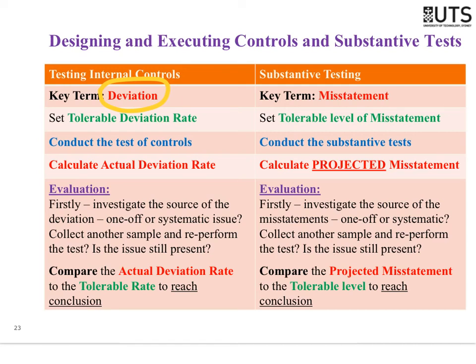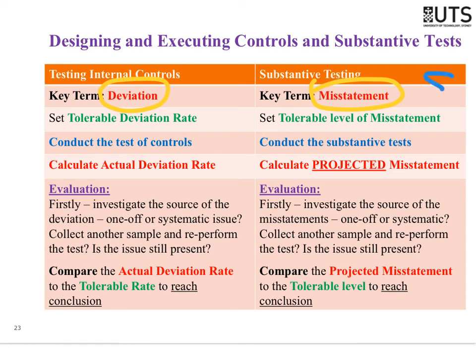If you're doing a substantive test and you find an error or the number being wrong or the number being missing or whatever the case may be, that's called misstatement. Now, why am I highlighting this? Because you need to be very careful here. If you're doing a controls test, something goes wrong, that's a deviation. When you're doing a substantive test and something goes wrong, that's a misstatement.